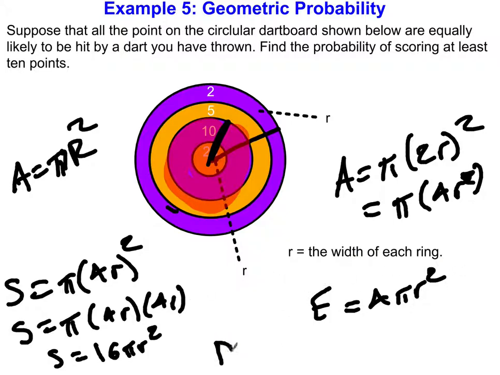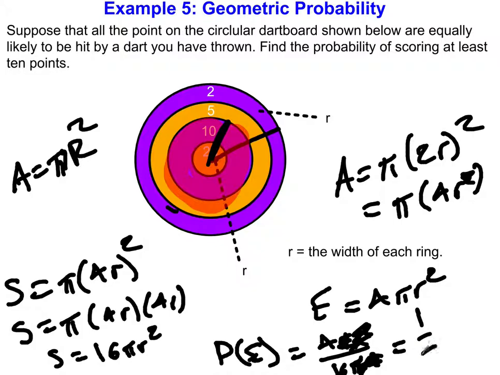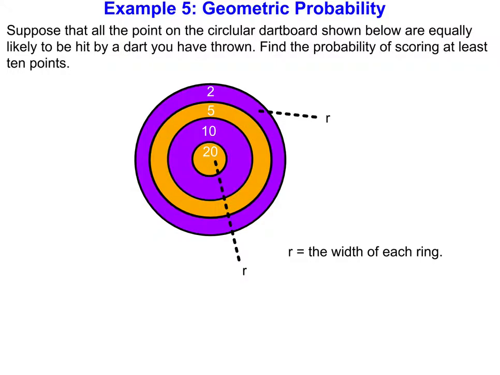So to figure out the probability of E, we put 4 pi r squared over 16 pi r squared. And then we simplify. The r squareds cancel out, the pi cancels out, the 4 over 16 simplifies to 1 over 4, or 0.25. So we have a 25% chance, if we're just throwing the dart and it could land anywhere, which is what it says. Assume that everything is equally likely to be hit, so you're not good at darts. Then you have a 25% chance of landing in here. Okay, I believe that's it.